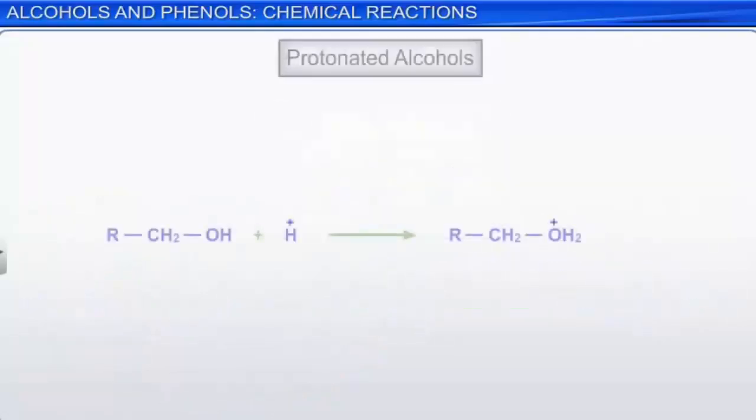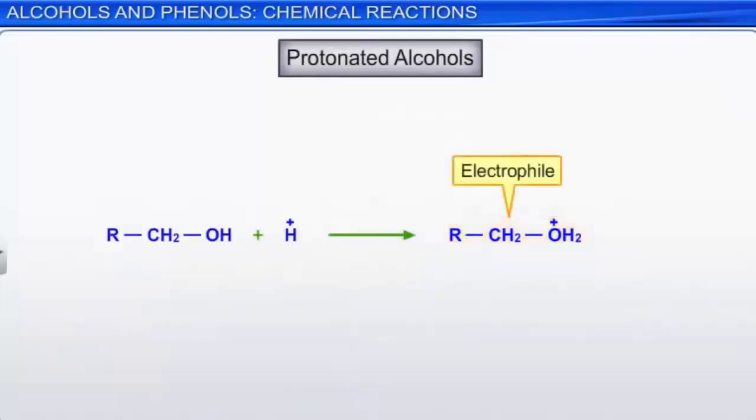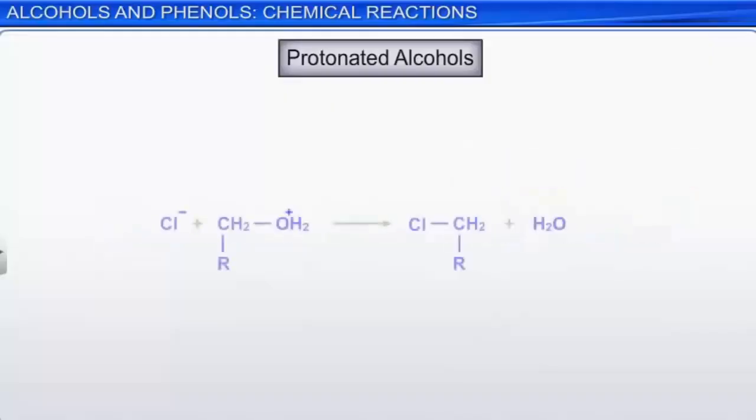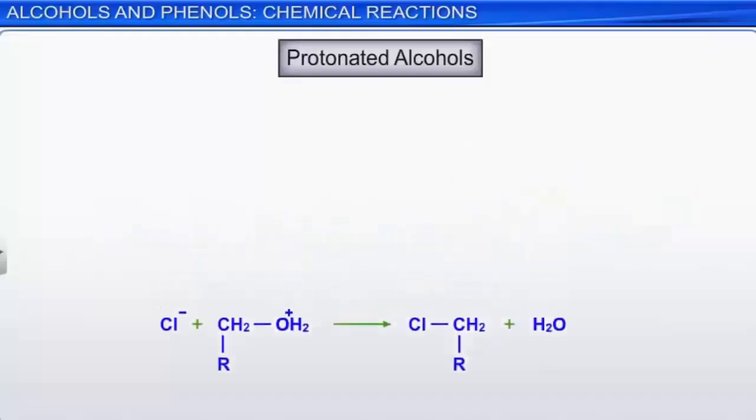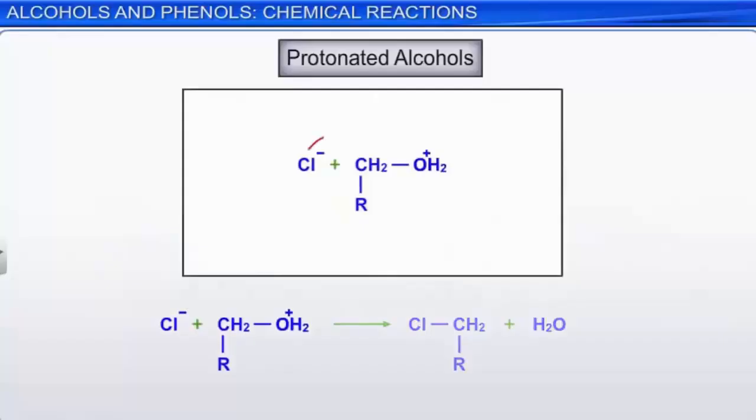Protonated alcohols act as electrophiles. Electrophiles will react with electron-rich species such as nucleophiles. In the reaction shown here, the nucleophile chloride ion attacks carbon. The bond between the C and the O breaks in the alcohol as the products form.